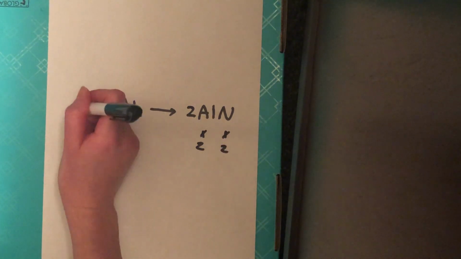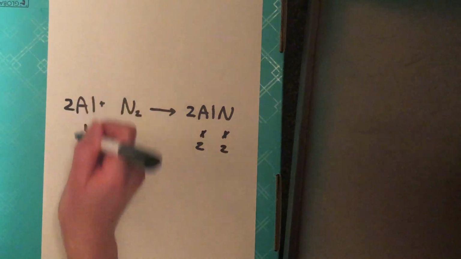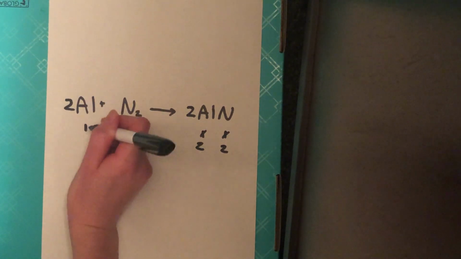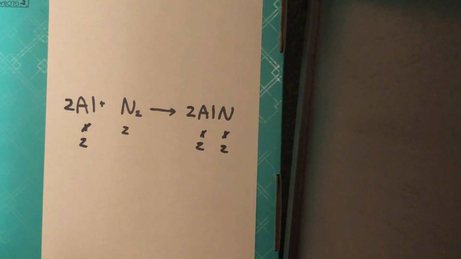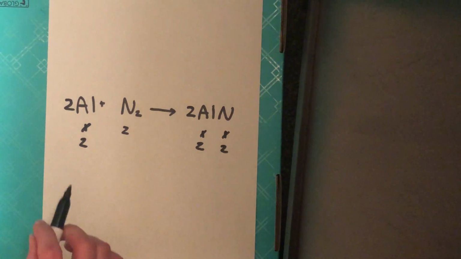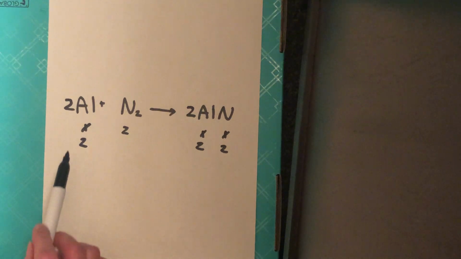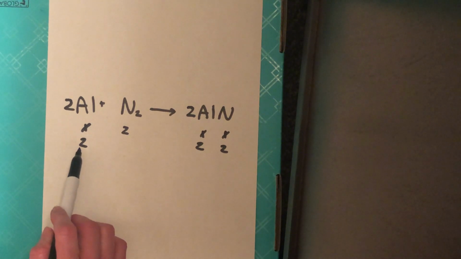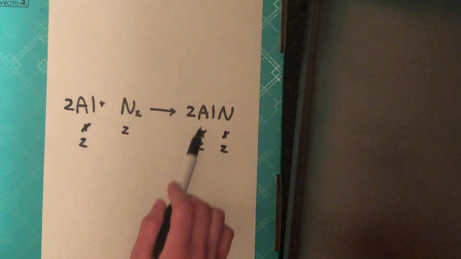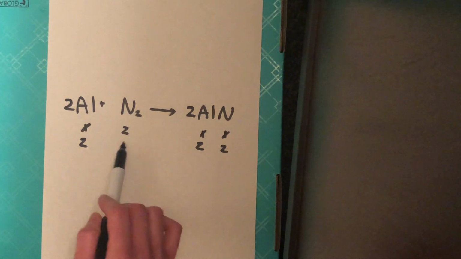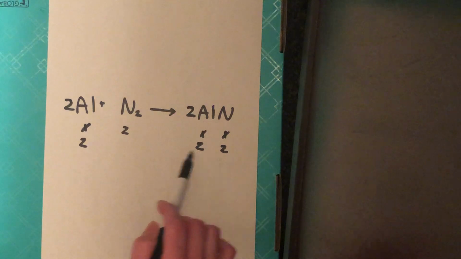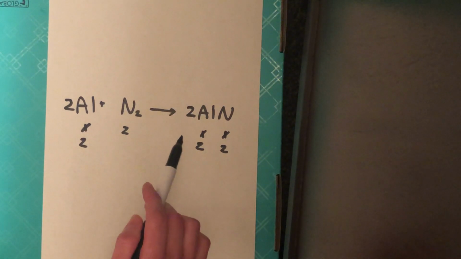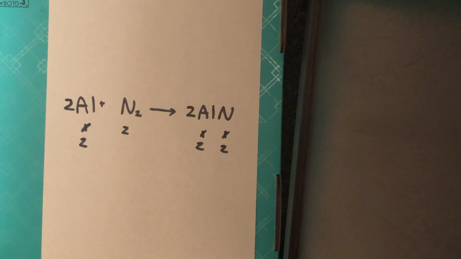So we can fix that by putting a coefficient in front of this aluminum to make this now be 2. So now we'll double check again to see if everything matches up. We have 2 aluminums on the reactant side and the product side, 2 nitrogens on the reactant side and on the product side. So everything matches up, and this is going to be our balanced equation.